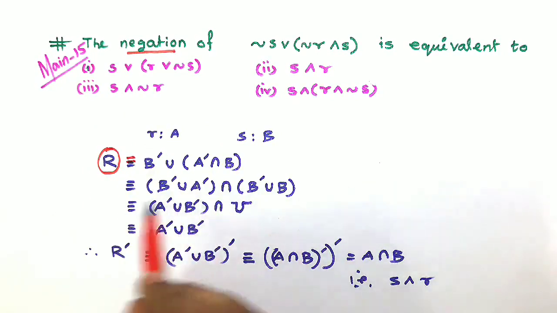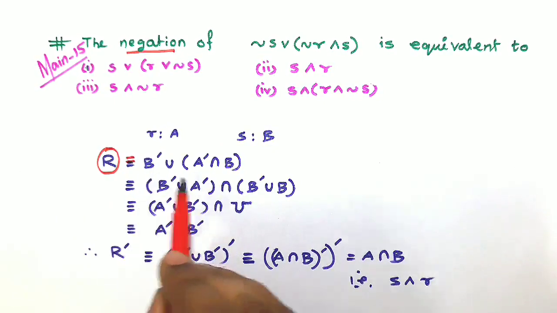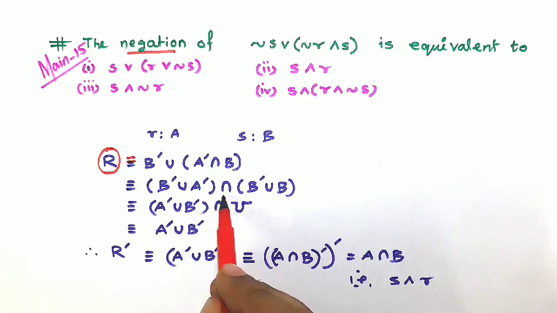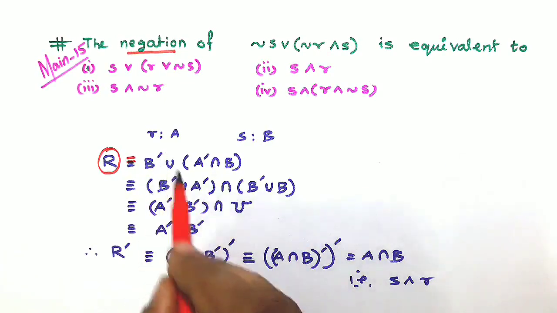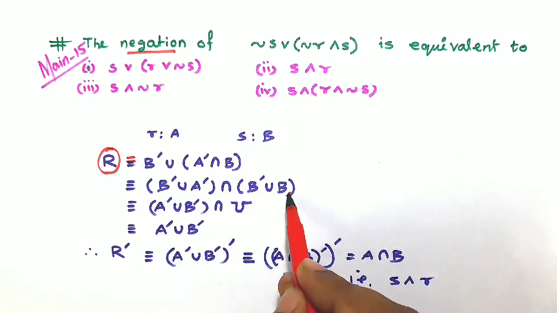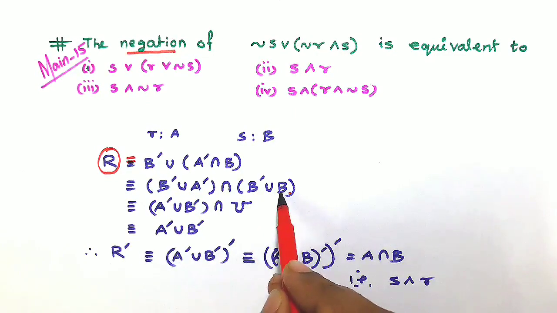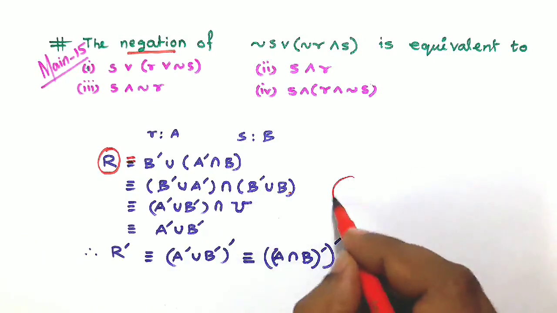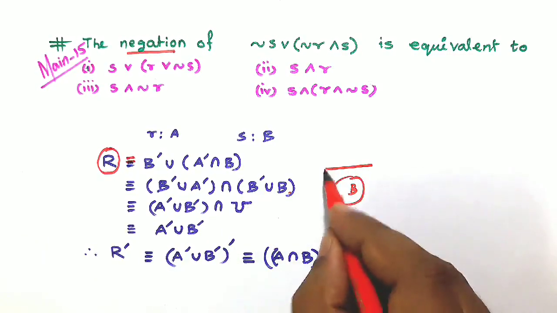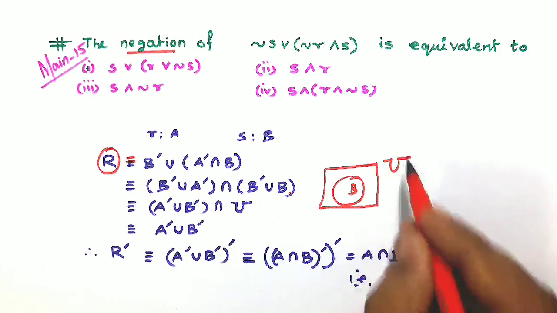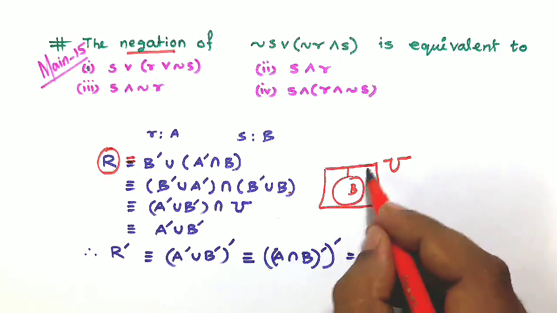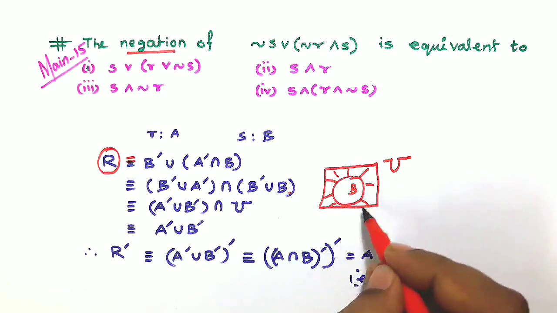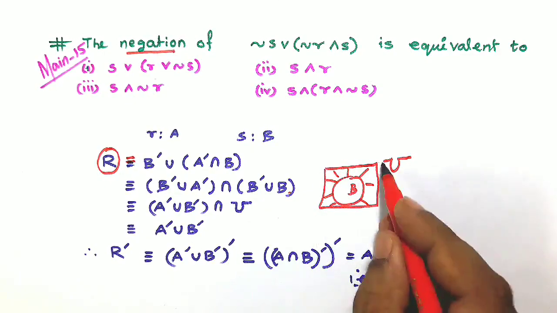For this we have taken some naming here, R. Okay, now using the distributive property we shall find the statement (B bar union A bar) intersection (B bar union B). Now B bar union B means the universal set U, isn't it? Say this is B and this is the universal set U. So B bar means the outside of B and its union with B is the total set U, isn't it?